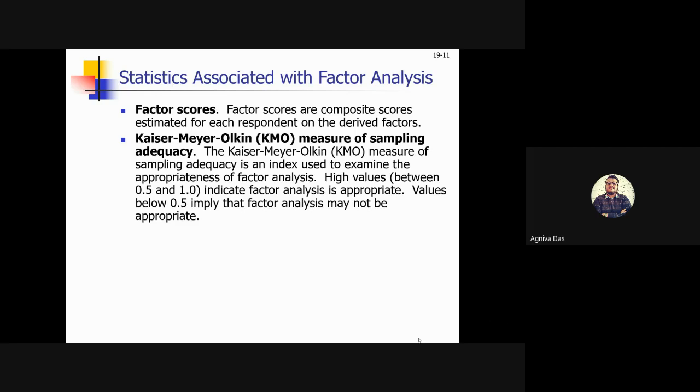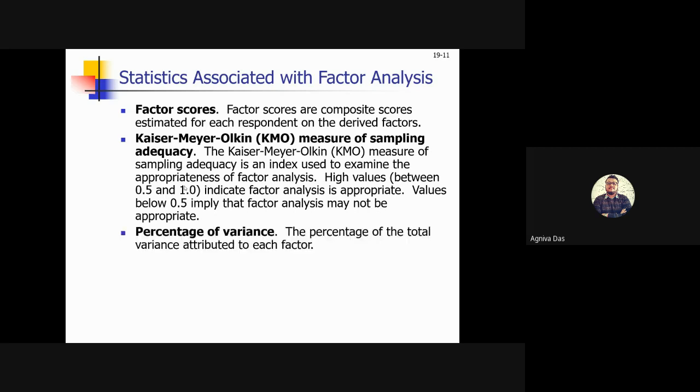In this case, high values indicate between 0.5 and 1, but there are certain people who believe that anything below 0.6 is not good enough. But again, those are rules of thumb that depend on how much precision the researcher is willing to impose.